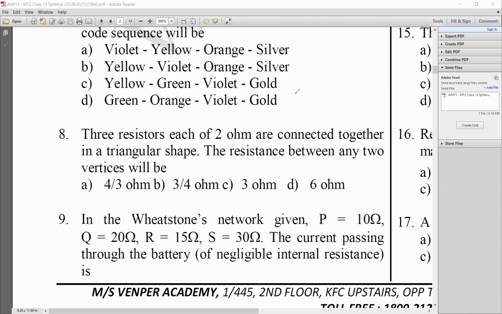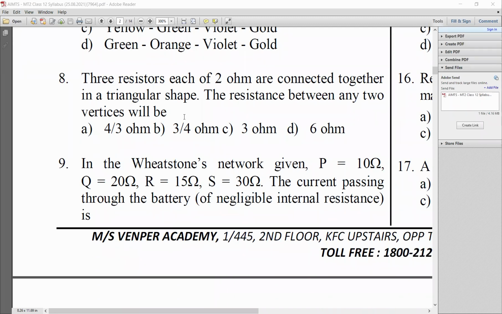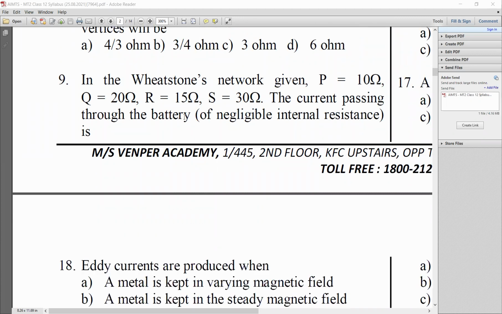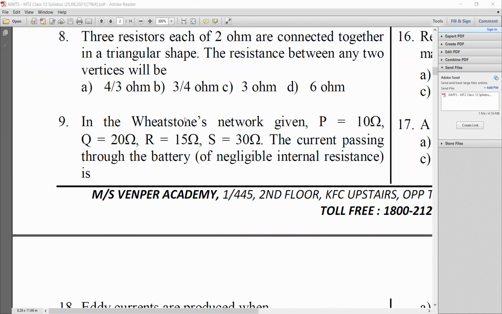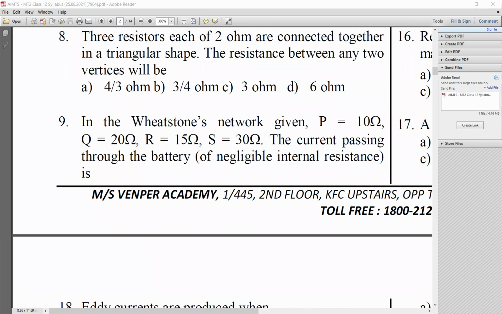Question number 9. In a Wheatstone bridge network, given P is equal to 10 ohm, Q is equal to 20, R is equal to 15, S is equal to 30. The current passing through the battery is. So question number 9, I'll solve it here. P is 10, Q is 20, this is 15, this is 30.